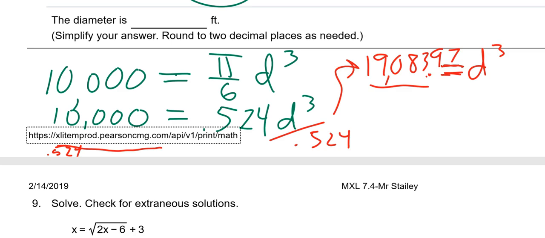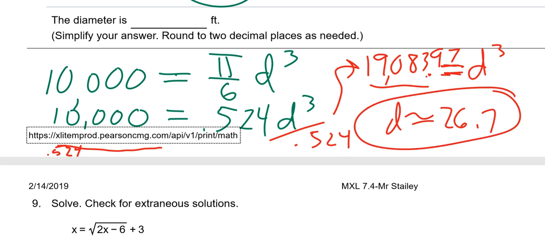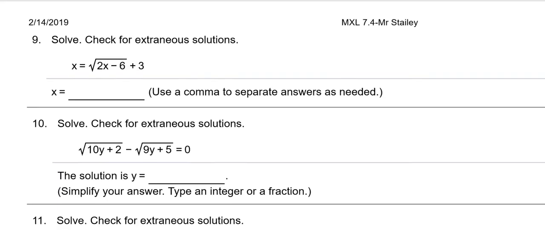Back to this. So when we took the cube root, we ended up with a d value of approximately 26.7. And that's what we're looking for. Don't get hung up on pi over 6. It's just a number, folks. You can type pi divided by 6 and let the calculator find the decimal for me. All right, now.